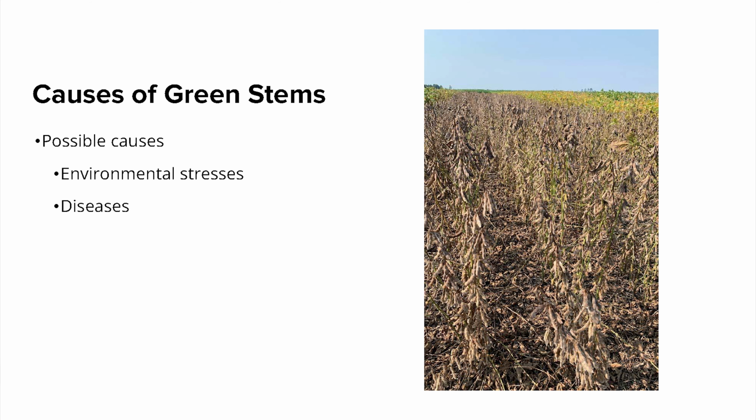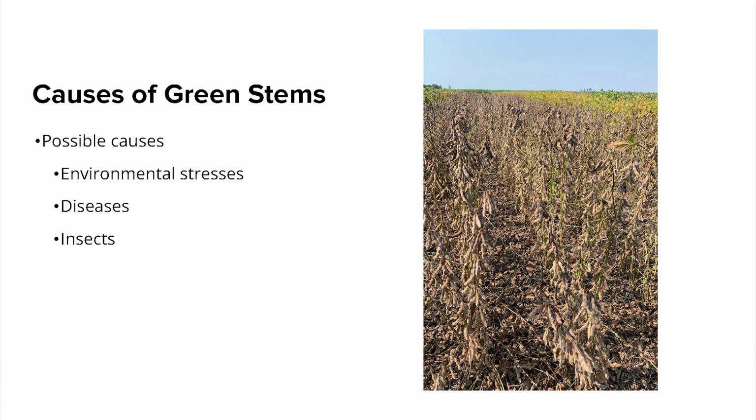Stink bugs are an insect that's been associated with green stems in the past. The stink bugs will feed on the pods and the seed, again causing a disruption in that nutrient translocation. Because of the reduction in pods and seeds, we potentially could see green stems where we have stink bug feeding. Typically, if we have patterns in the field with stink bugs, they're going to be small patches and typically on the edges of the field.